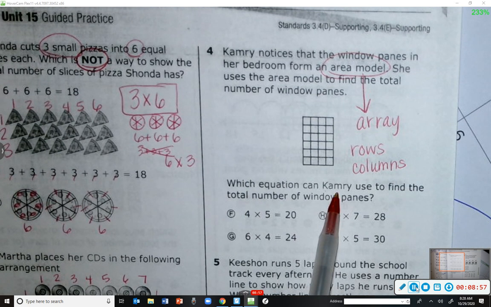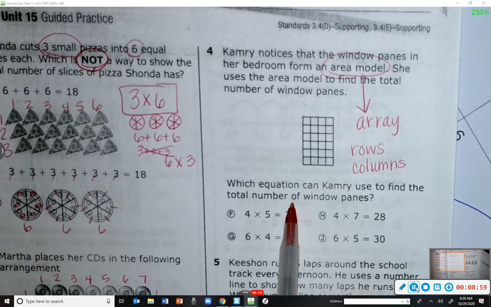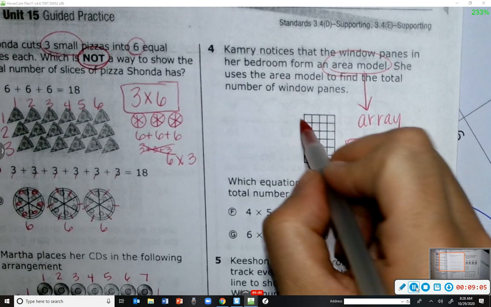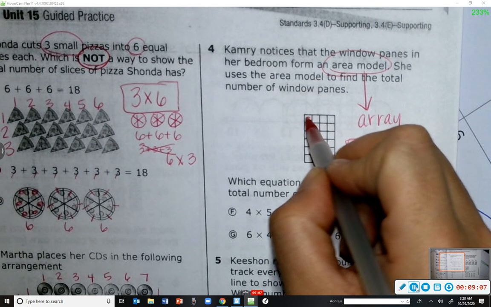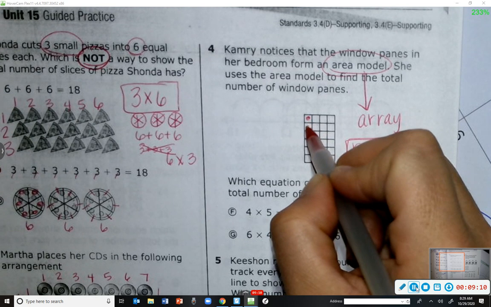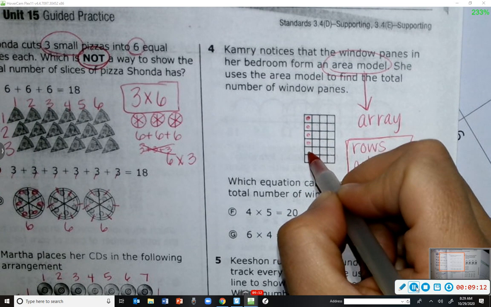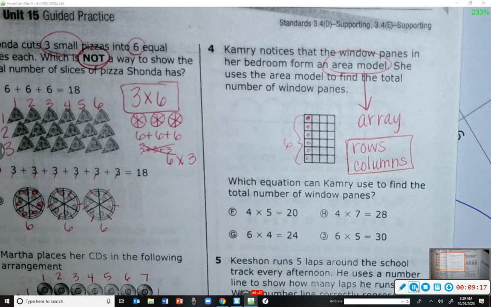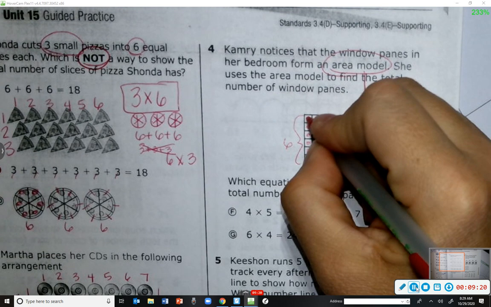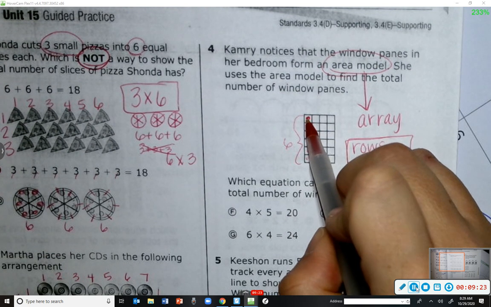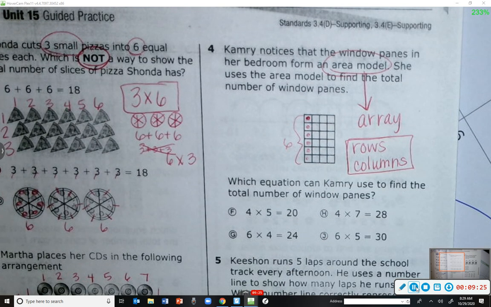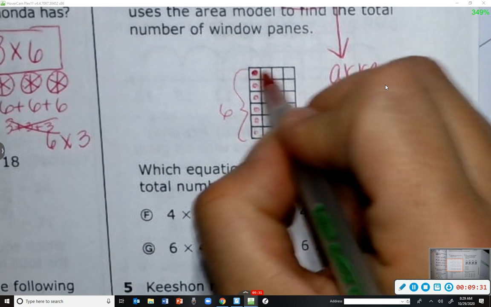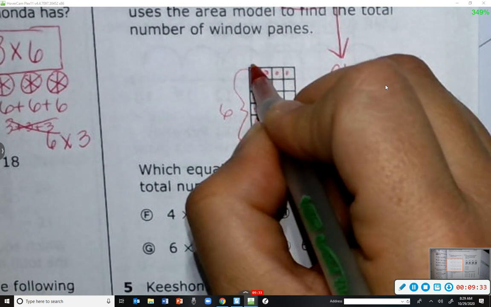Which equation can Camry use to find the total number of window panes? So saying we need to count the rows and columns because it's like an array, that's what we need to do. I'm going to count the squares. 1, 2, 3, 4, 5, 6. So there's 6 rows. And then I count this. Do I count this one again? This square right here to go across? Yes. Even though I already have a dot there, I need to count that one again. 4 of those. So 1, 2, 3, 4.